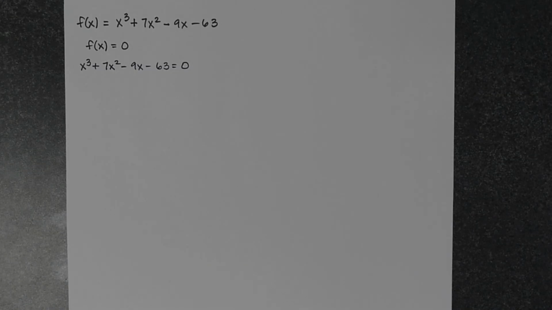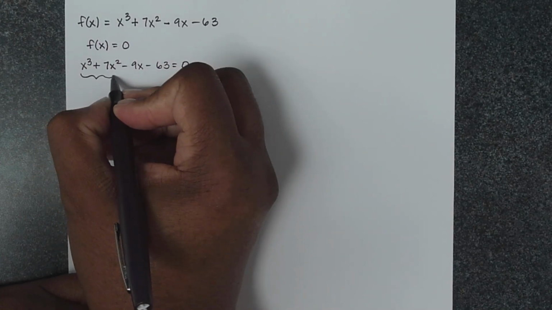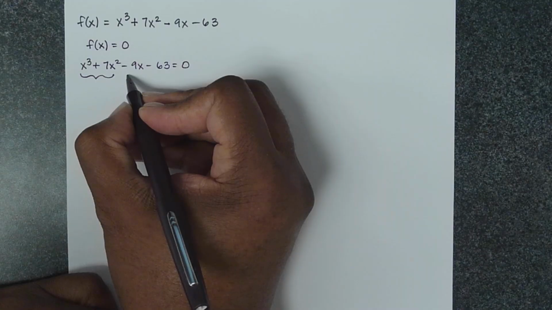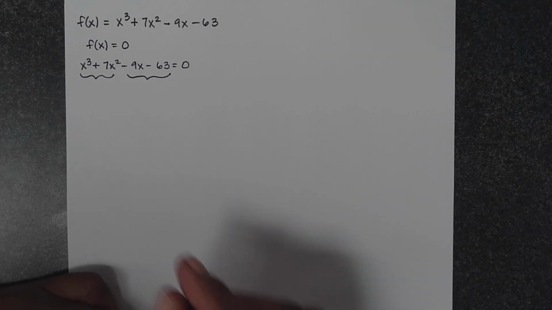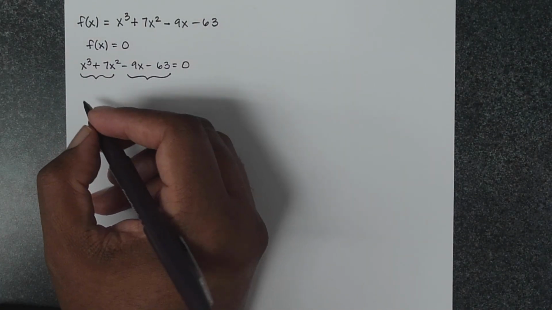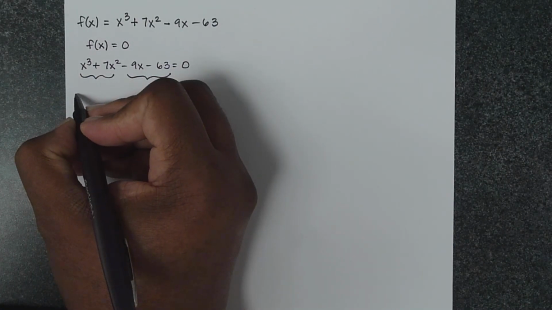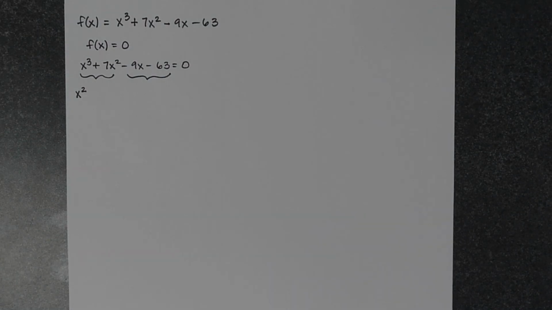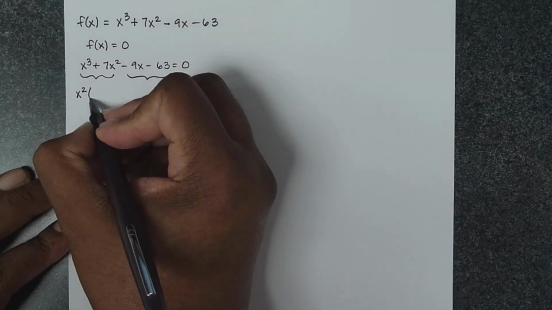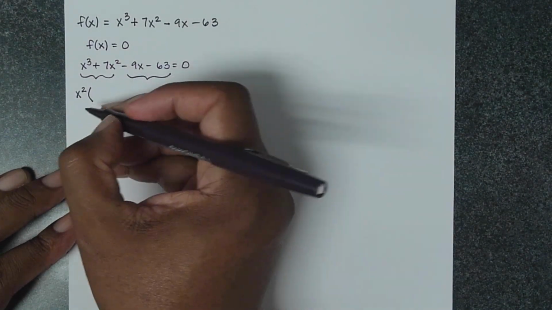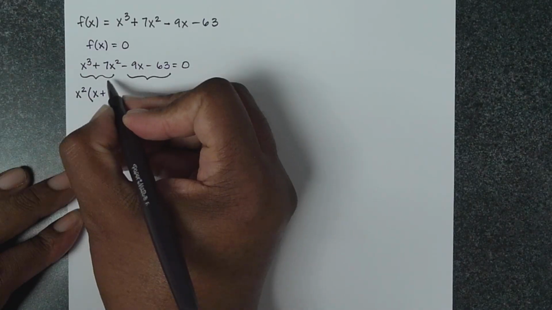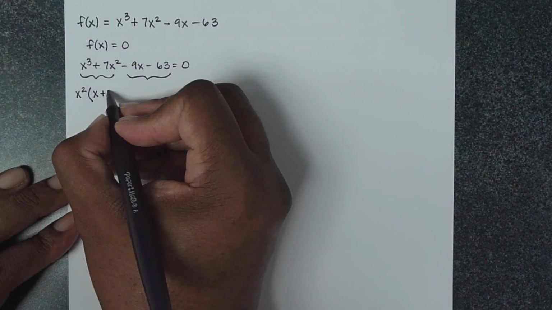Since I have 4 terms, I need to group the first 2 terms, which is x cubed plus 7x squared, and group the last 2, minus 9x minus 63. In each of those groupings, I'm going to find a common factor. For x cubed plus 7x squared, the common factor would be x squared. X is in both of them, so I take the one with the smallest exponent. So x squared can be factored out. To get what's on the inside, x cubed divided by x squared is x, plus 7x squared divided by x squared is just plus 7.